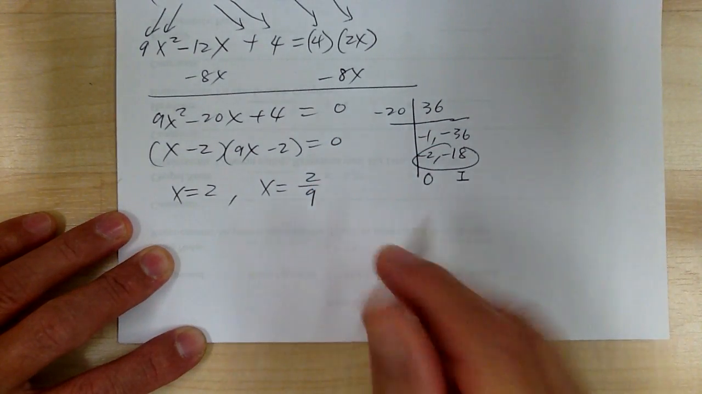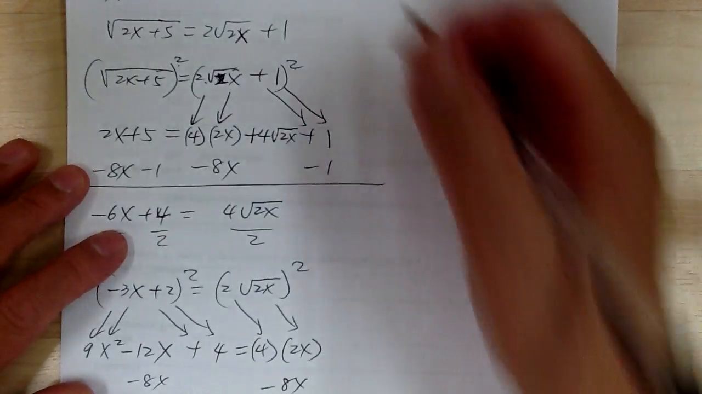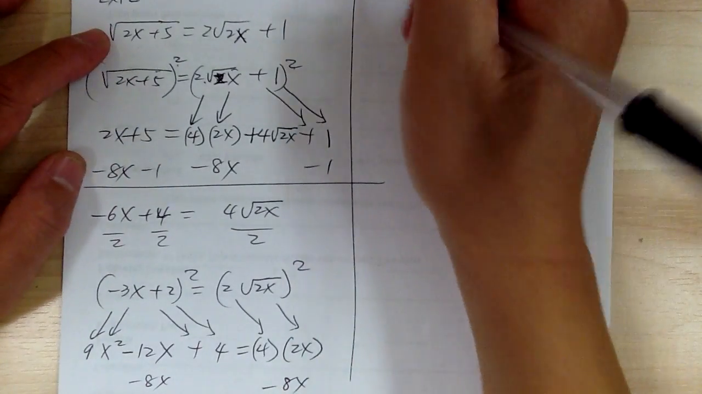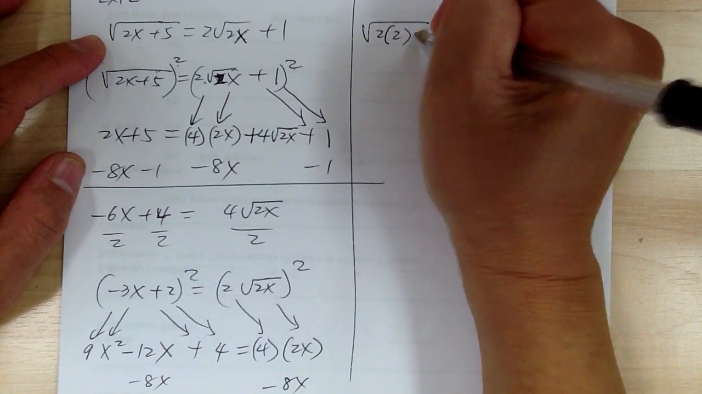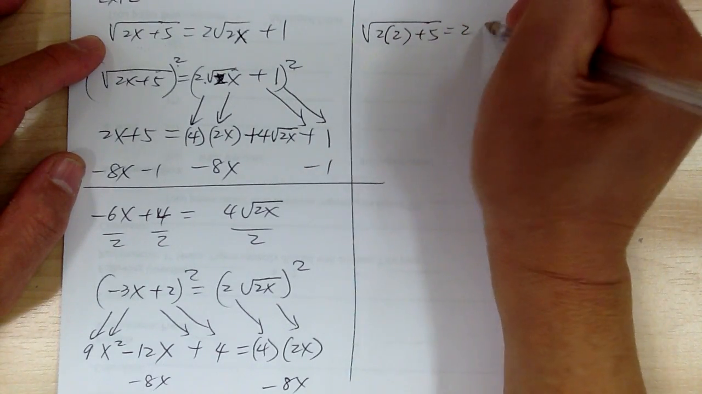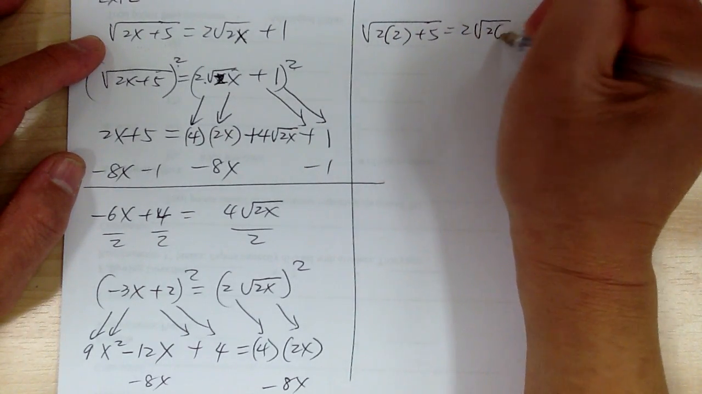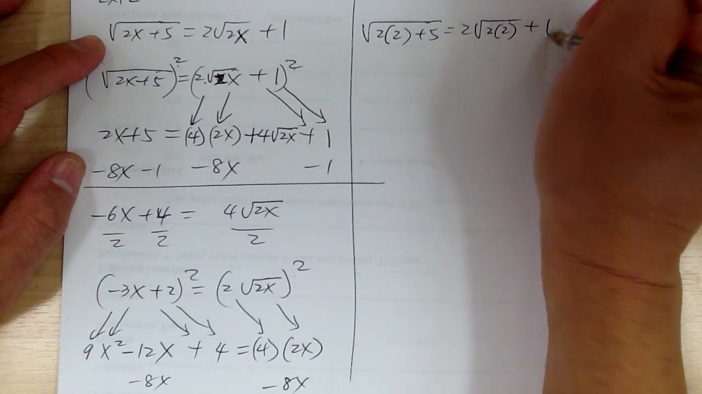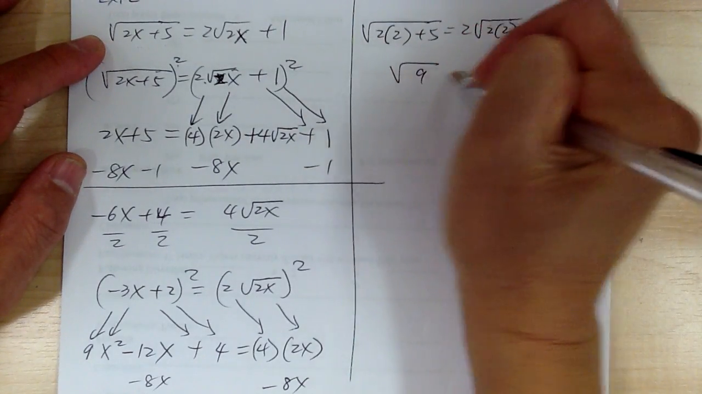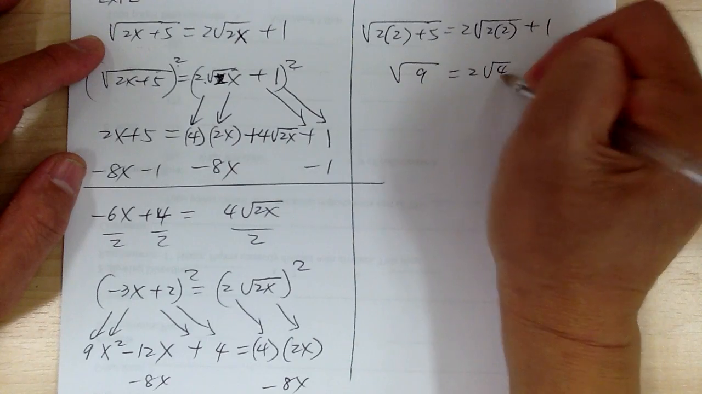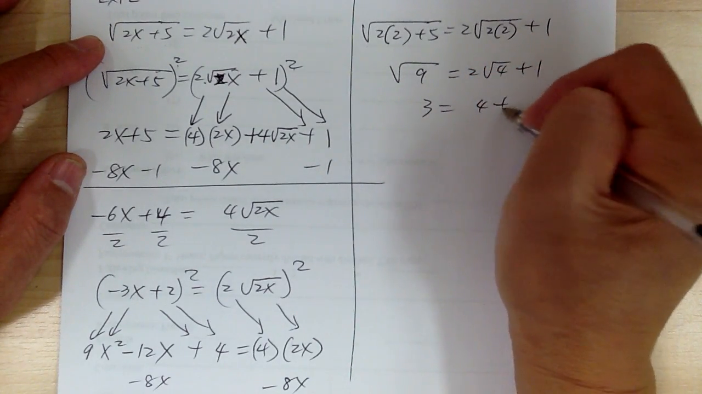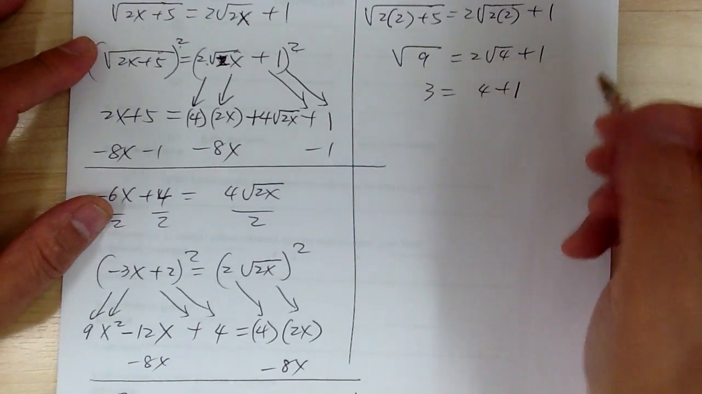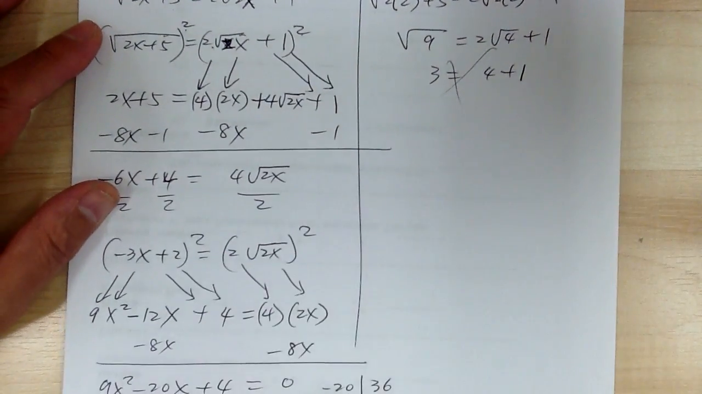Okay, and let's go and check the answers. So here's your original: square root of 2 times 2 plus 5 equal to 2 square root of 2 times 2 plus 1. So this will be square root of 9 equal to 2 square root of 4 plus 1. So 3 equal to 4 plus 1. So this one is no good. So 2 is no good.